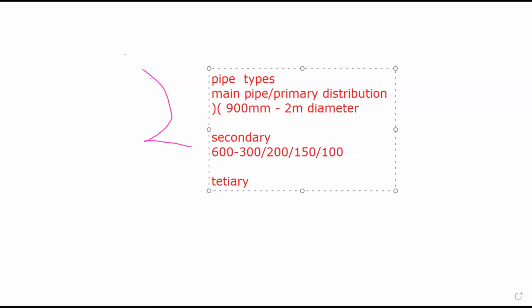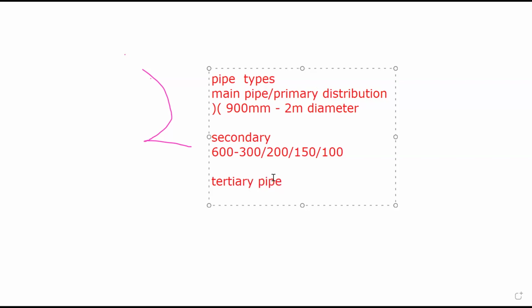So the last one would be the tertiary pipe. That one can be, like I said, 100 to 75 to 50 sometimes, but I advise you let it be 75.